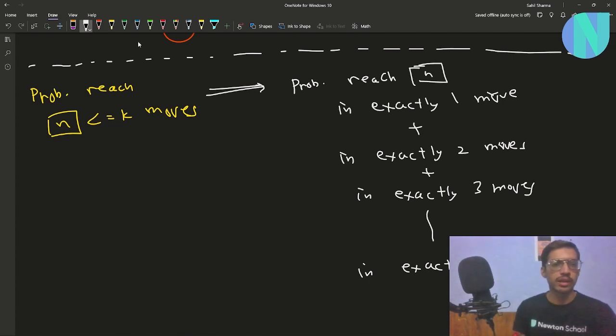And that is the same thing, right? If you want to find the probability of reaching cell n in less than or equal to k moves, you can just break this down into k parts and find every probability individually. So I will find the probability of reaching cell n in exactly one move, in two moves, three moves, and so on up to k moves, and I will just add them all up.